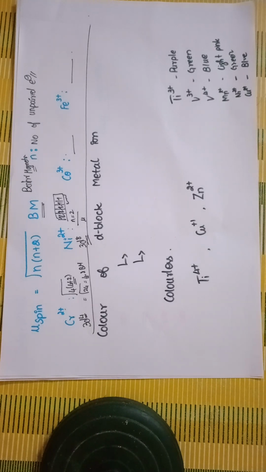Compounds containing d-block elements, the d-block metals, are generally colored.